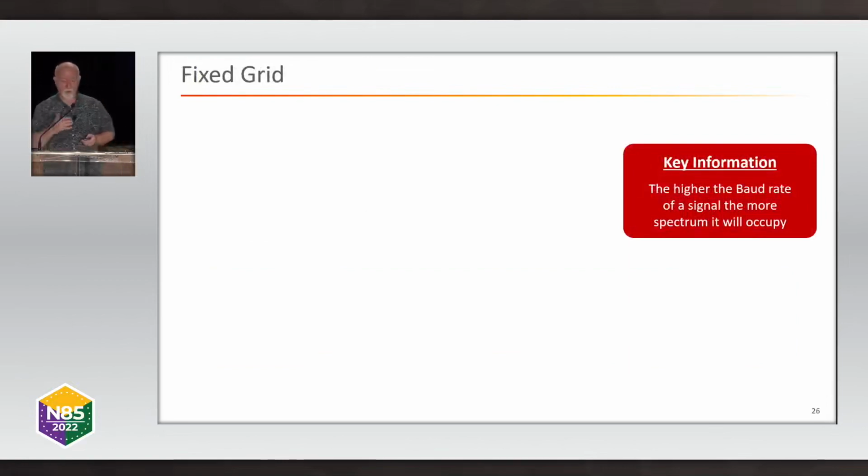What happened at some point is that we moved away from fixed grid, because there's some key information here. You can increase the data rate of a transponder by sending modulation symbols more quickly. We call that the baud rate, the rate at which you send modulation symbols. If you have a higher baud rate signal, it is wider. It occupies more frequency. In fact, if you double the baud rate, you double the spectral width of the signal.